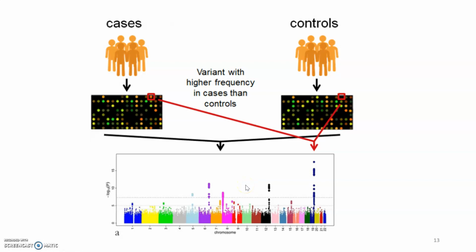So the higher this peak, the stronger our statistical relationship is between our genotype, the particular version of that SNP, and our phenotype of interest. Whatever that may be, whether it be obesity or type 2 diabetes or asthma or whatever we're studying.